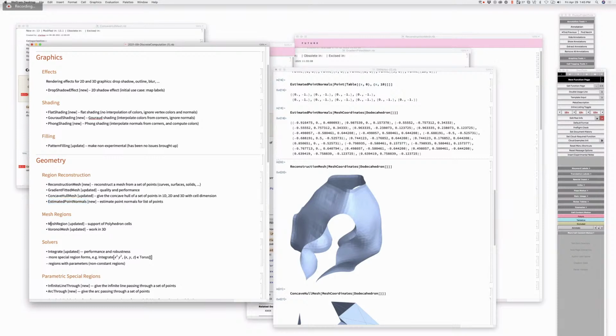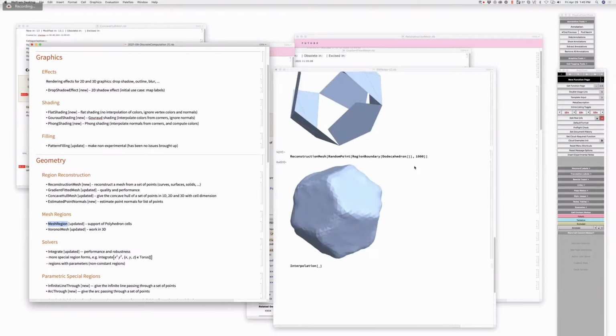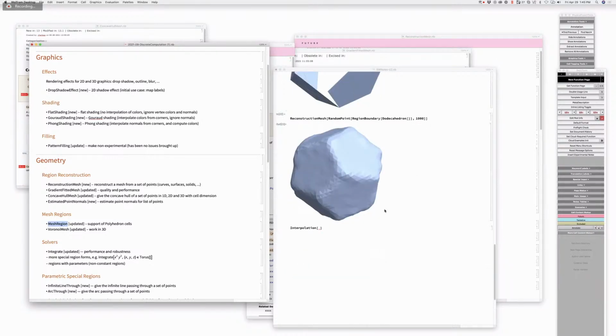Okay, mesh region. Supported polyhedron cells. What do you mean by that? So we had special support for 3D. We supported things like simplex and hexahedron, so there are about four special cells that can be supported in 3D. Now it works for any polyhedral cells. So you mean I can extract dodecahedra out of some random collection of points?